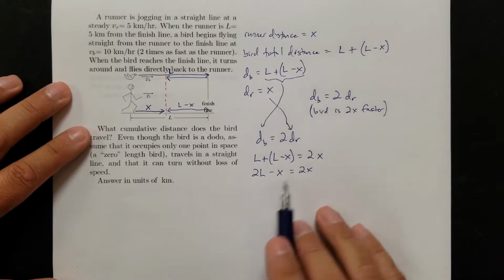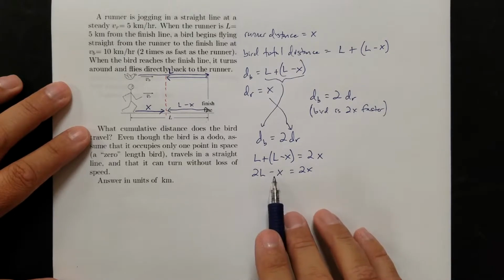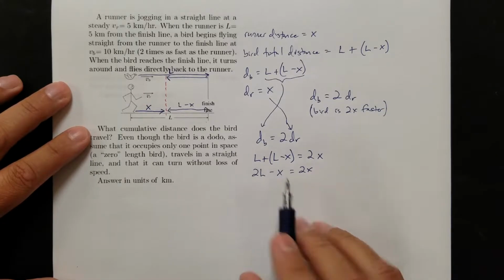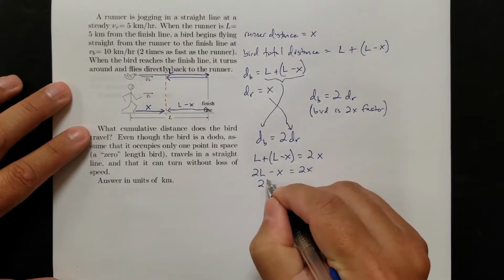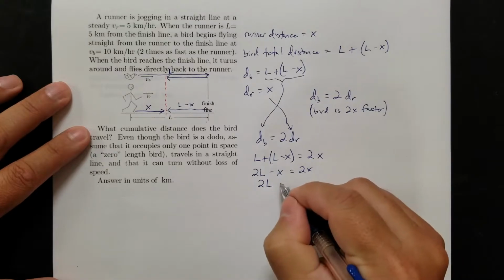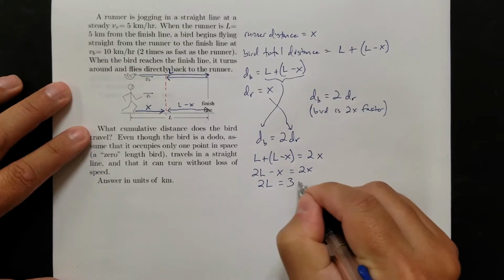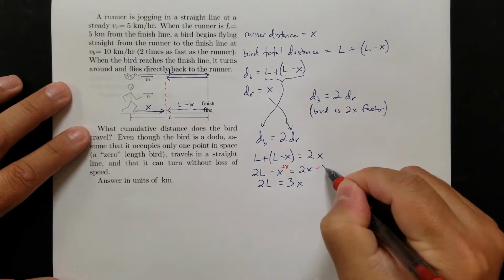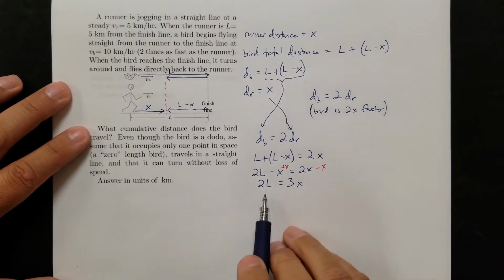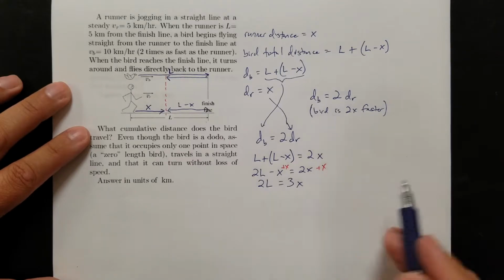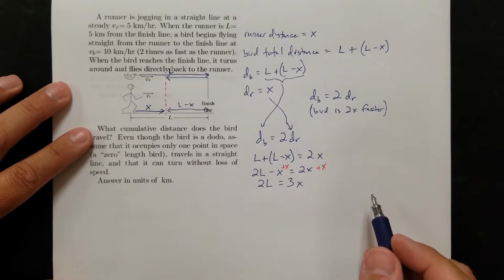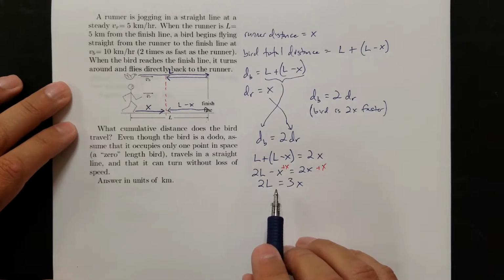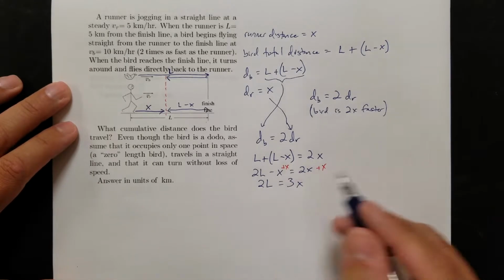So all I got to do is move the X's over, right? I'm going to take this X and move it over here by adding it because it's being subtracted. So 2L equals 3X, right? What I did was add an X to both sides, so that canceled it out over here. Now I have 2L equals 3X. And now, to solve for x, I can just divide by 3.